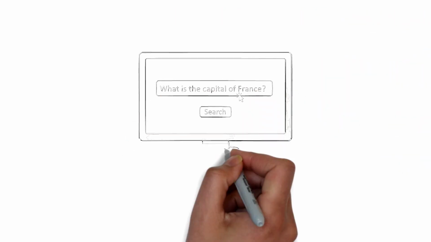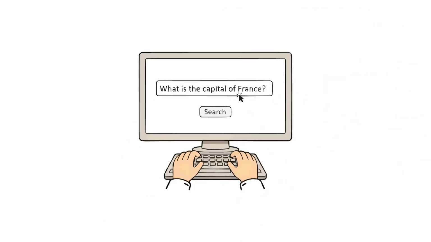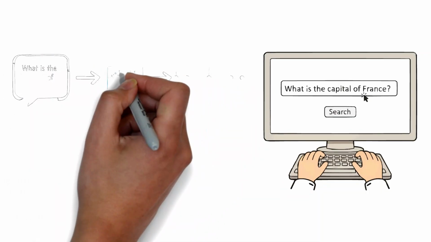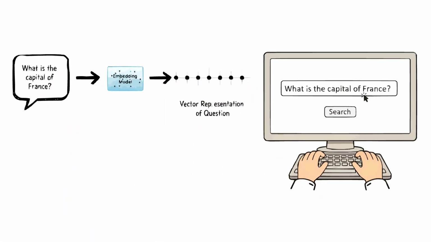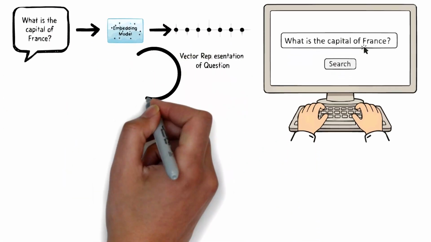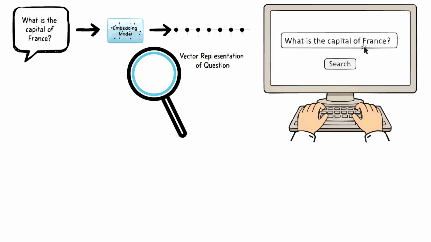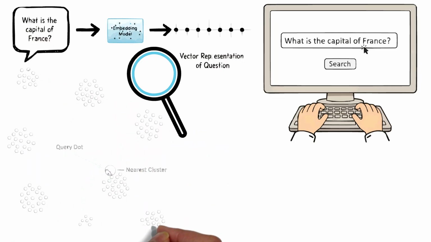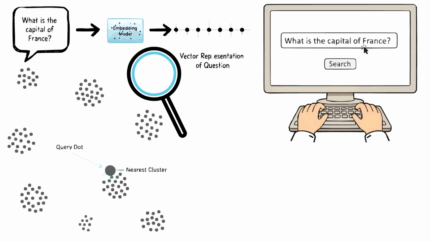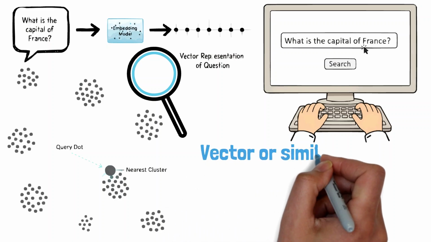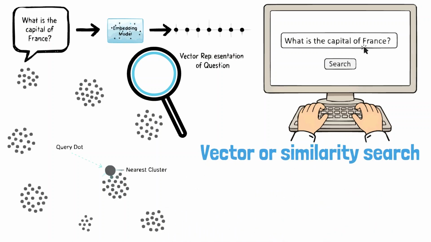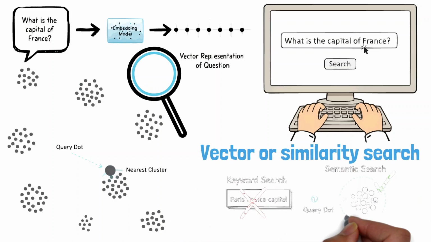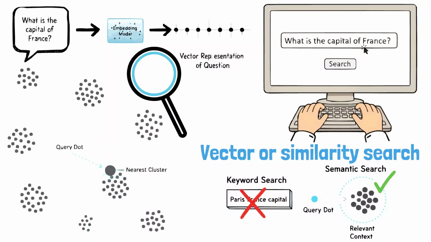When a user asks a question, the system doesn't search for keywords. Instead, it converts the question into an embedding using the same model. Then it searches the vector database to find the text chunks whose vectors are mathematically closest to the question's vector. This process, called vector or similarity search, finds the most semantically relevant information, even when no exact keywords match.